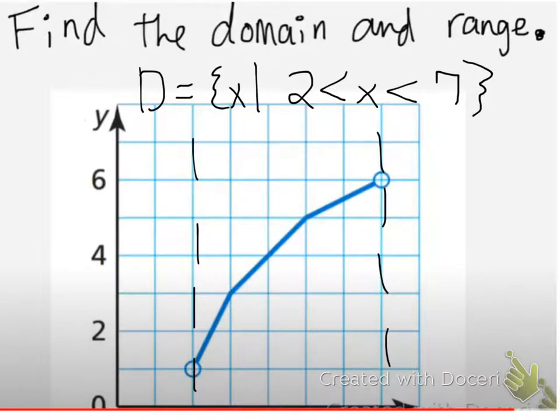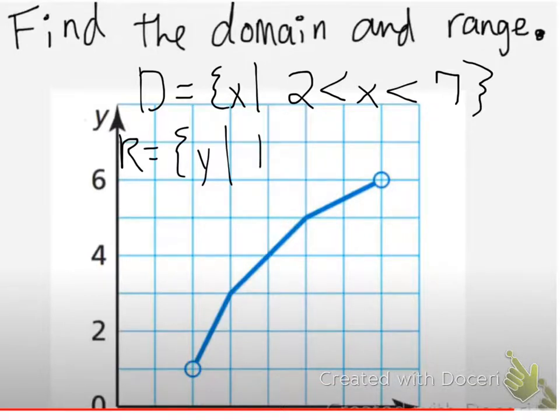Okay. My range now. My range is the set of all real numbers y such that, raise your hand if you'd like to take a guess at this one. 1 is less than y. 6 is greater than y. Like that? Everyone agree with that, or is there any disagreements? I agree with that.